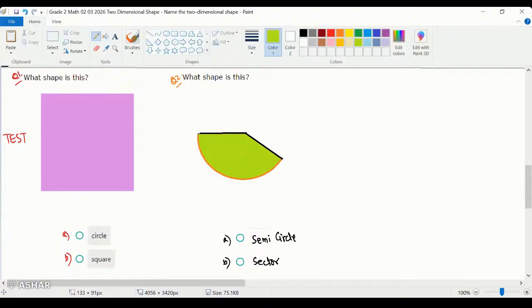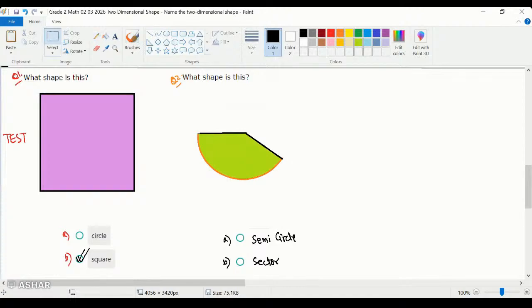No, May, this is not a semicircle. Why? I'll tell you the difference. So, option A was a square, right? And we all agree on that. Option number B, you're saying it's a semicircle, right? I will say no, it's not a semicircle.